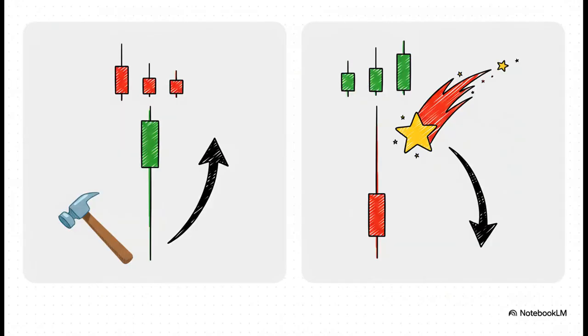Now here, the shape itself is literally telling you the story. Look at the hammer. That long lower wick shows the market tried to push prices way down, but the buyers stepped in and hammered them right back up. It's a sign of strength. The shooting star is the complete opposite. The price shot way up, but was immediately rejected and pushed back down by sellers. That long upper wick is a big warning sign of potential weakness ahead.